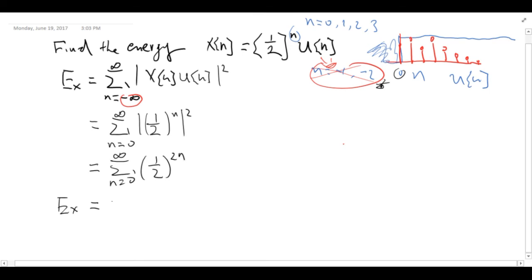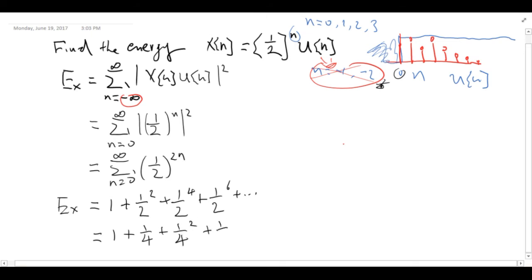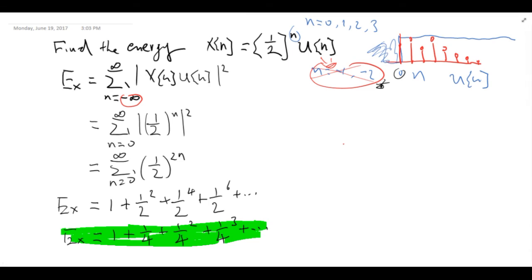So we've got 1 plus (1/2) to the power 2. When n is equal to 2, we've got (1/2) to the power 4 and (1/2) to the power 6 and so on. Then we can carry on to rewrite it into 1 plus 1 over 4 plus 1 over 4 squared, 1 over 4 cubed, and so on. Now, the question is how we are going to rewrite this particular form into a compact form to give a nice and good numerical answer. How are we going to do that? We have to rely on something like this.